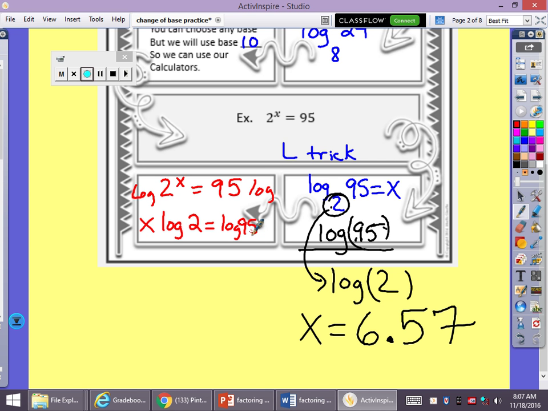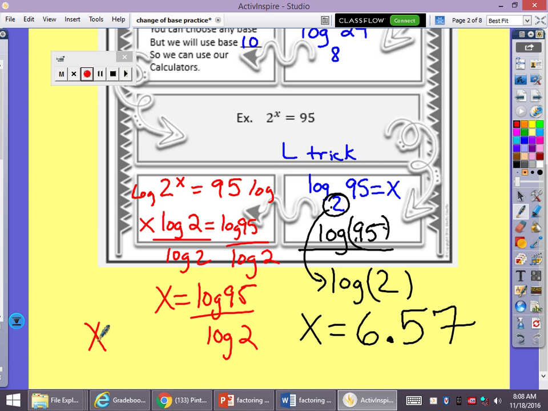Okay, so I want x by itself, so algebraically, what would I do? Divide by log of 2. So essentially, it's the same thing. So x equals log 95 over log 2. It's just showing you the change of base shortcut algebraically. I still get the same answer. Everyone good?